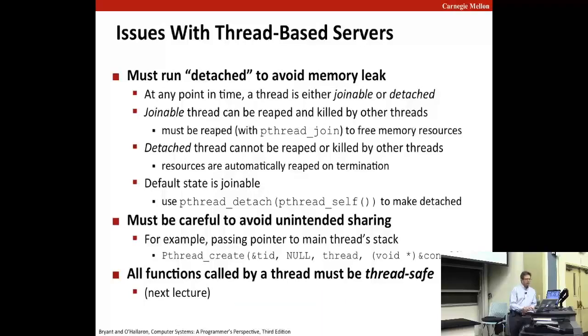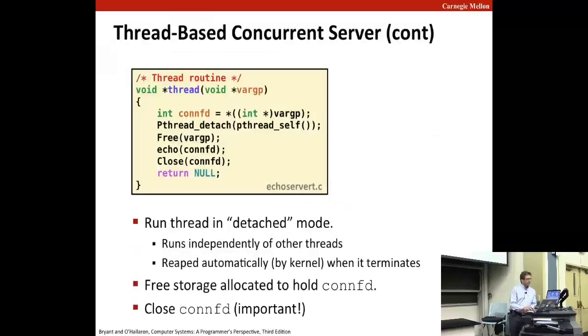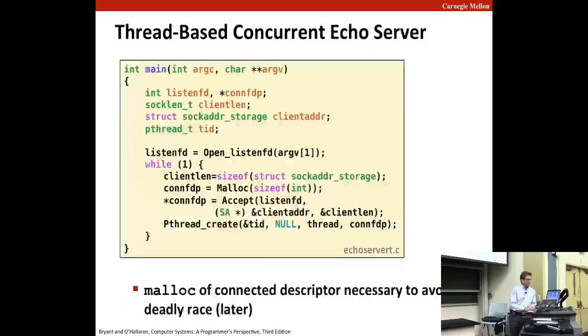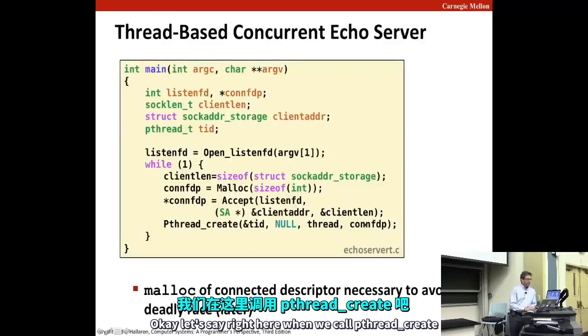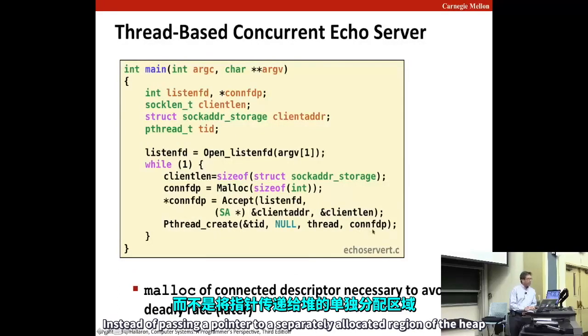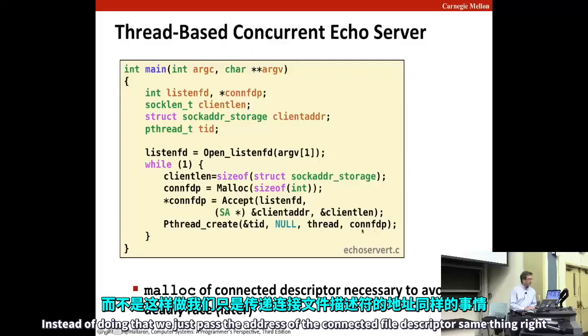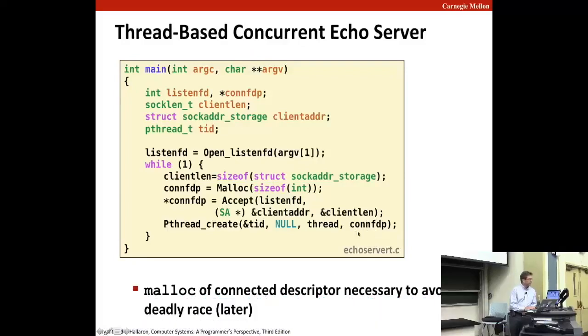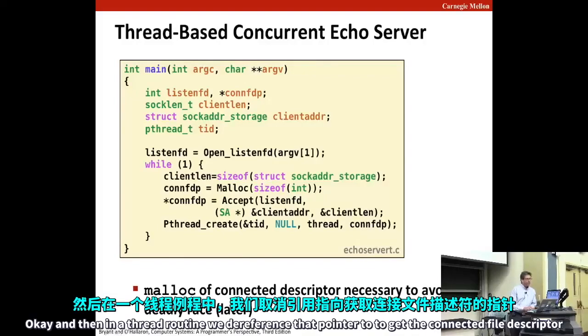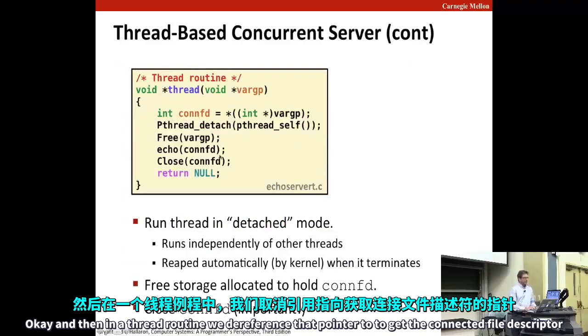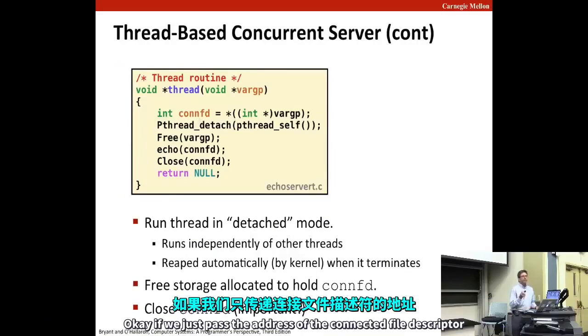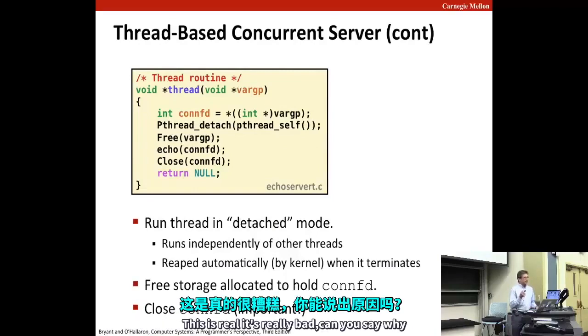Can you see why? Okay, let's say right here when we call pthread create, instead of passing a pointer to a separately allocated region of the heap, we just pass the address of the connected file descriptor. Same thing, right? Okay, and then in our thread routine, we dereference that pointer to get the connected file descriptor. If we just pass the address of the connected file descriptor, it's really bad.